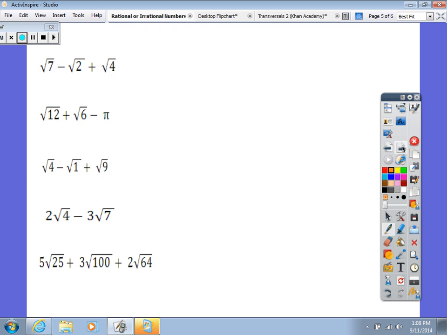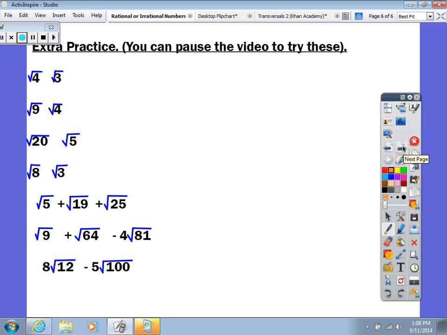On the next slide, I just wanted to give you some extra practice. Let me go ahead and draw my times symbols because I did not do that before, sorry. If you want, you can pause the video and try these. Work these by yourselves and determine whether each would be rational or irrational. I'm going to give you a second. Go ahead and pause, and then press play whenever you're ready to check your answers.